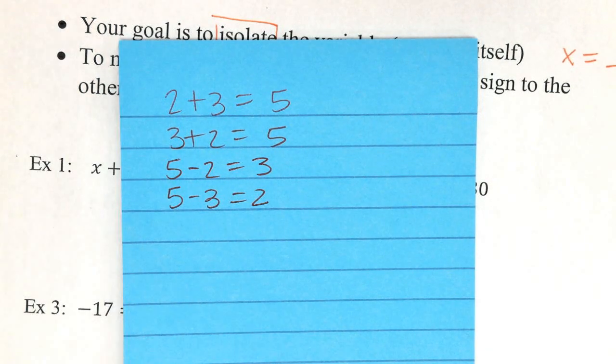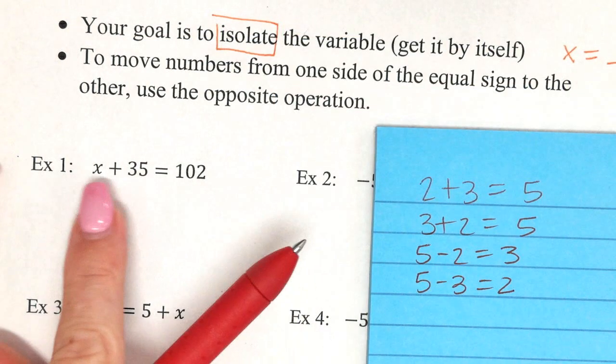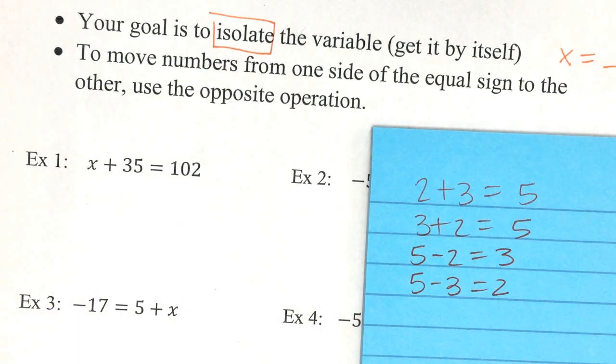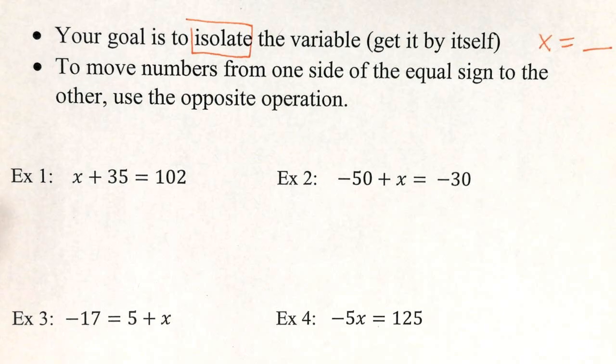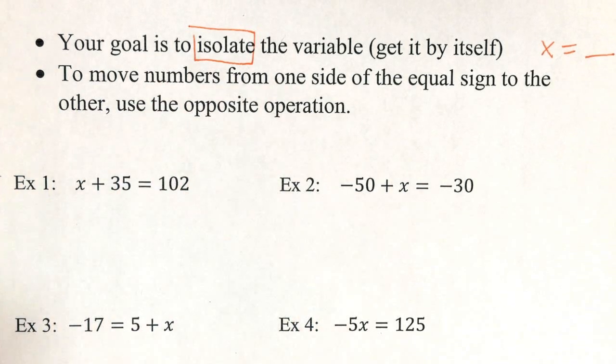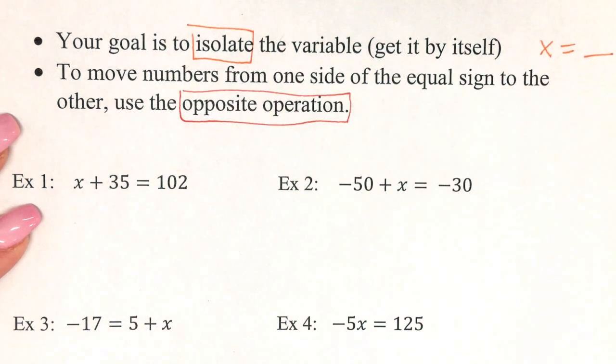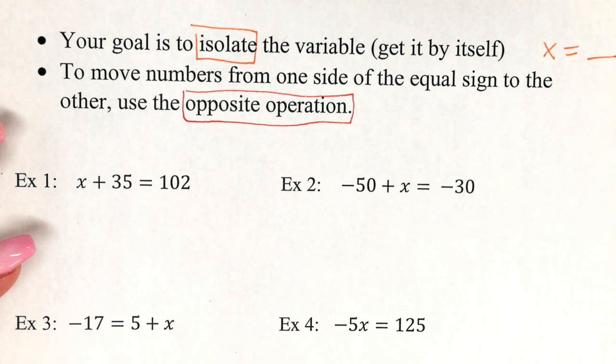So when we're dealing with equations, it's kind of like fact families. If x plus 35 is 102, then 102 minus 35 is x. Does that make sense? So what you need to understand is you're not changing the equal sign's value by moving things around. It's like moving furniture within this classroom. If I move some desks around, I still have the same number of desks, and it's still equal to what I started with, okay? So to move numbers from one side of the equal sign to the other, you use the opposite operation. You use the opposite operation, okay?